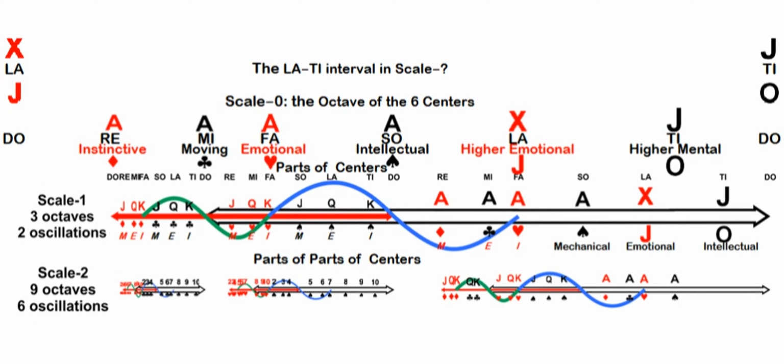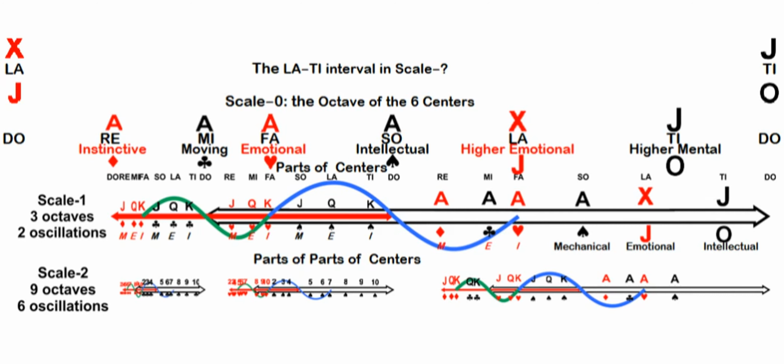The 6 centers of function in human beings are still located on the 6 inner notes of the scale 0 octave. The 3 parts of these 6 centers, 18 cards, fall on the inner notes of the 3 scale 1 inner octaves. And finally, the 54 cards of the full deck are located on the inner notes of the bottom 9 scale 2 inner octaves, representing the parts of centers.